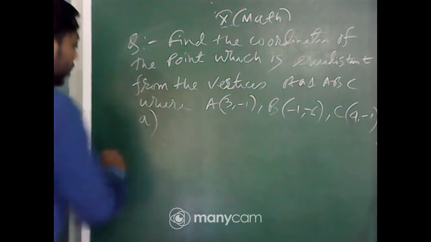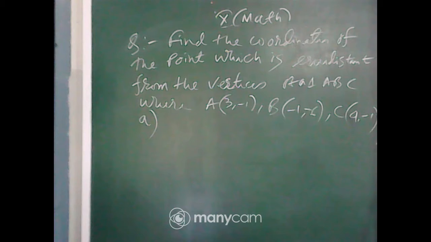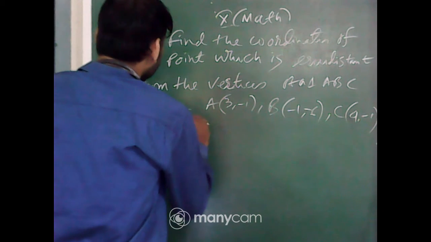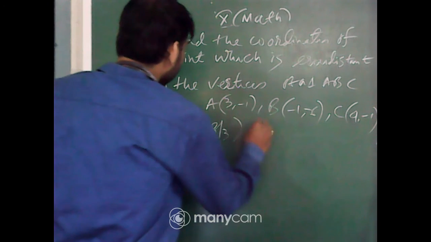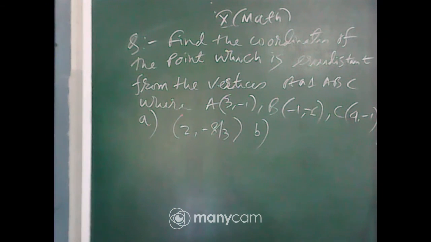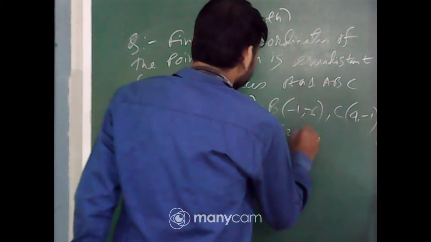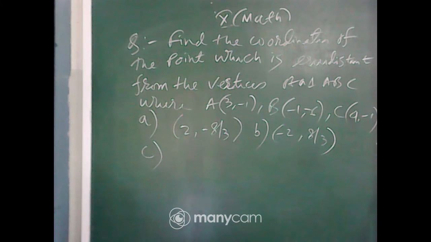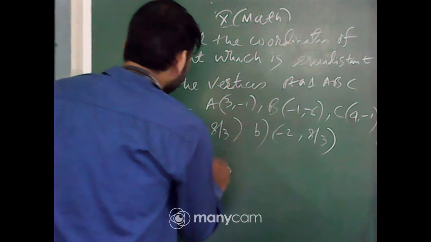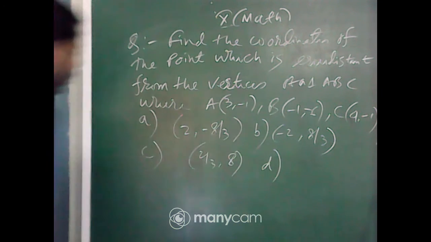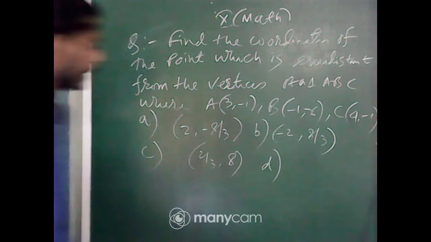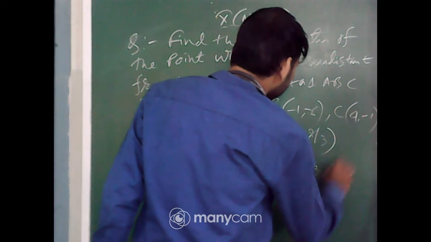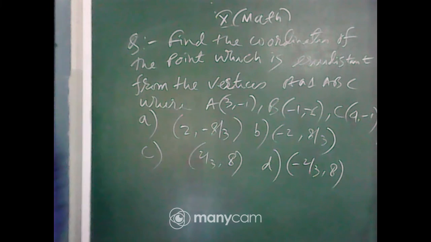Now the options: option A, (2, minus 8 by 3); option B, (minus 2, 8 by 3); option C, (2 by 3, 8); and option D, (minus 2 by 3, 8). Try to do it. I am waiting.